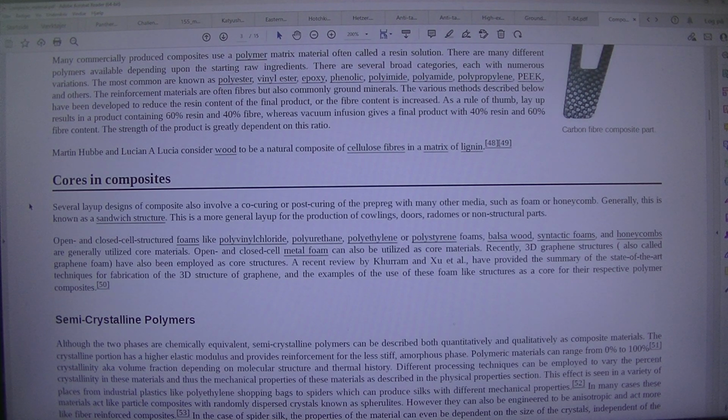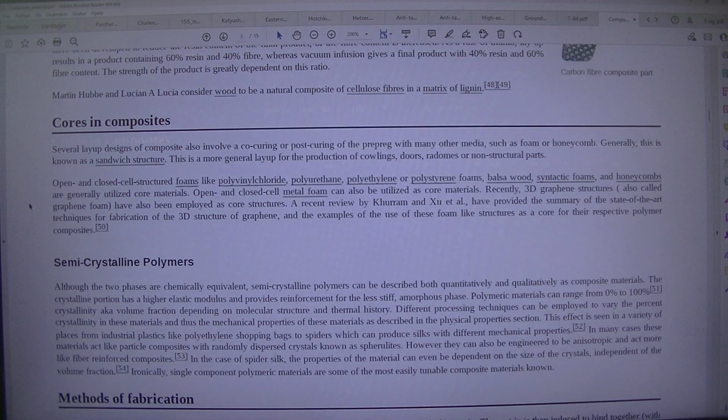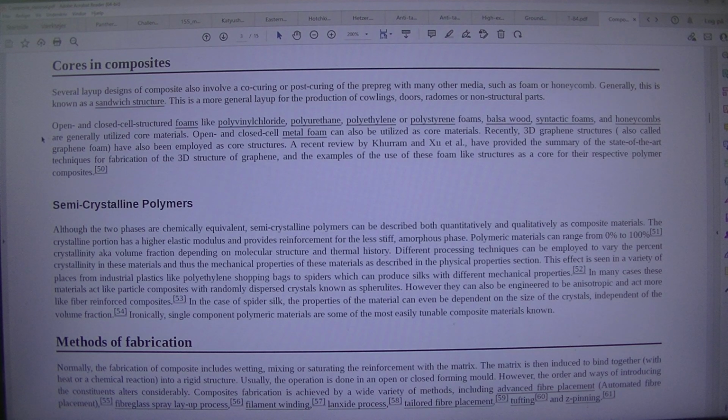48, 49. Cores in composites. Several layup designs of composite also involve a co-curing or post-curing of the prepreg with many other media, such as foam or honeycomb. Generally, this is known as a sandwich structure. This is a more general layup for the production of cowlings, doors, radomes or non-structural parts.